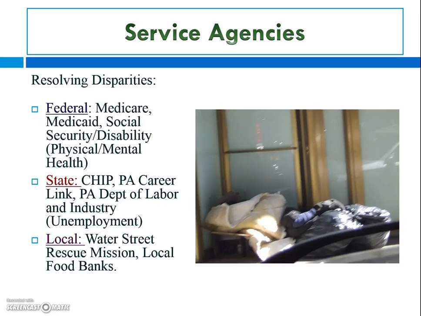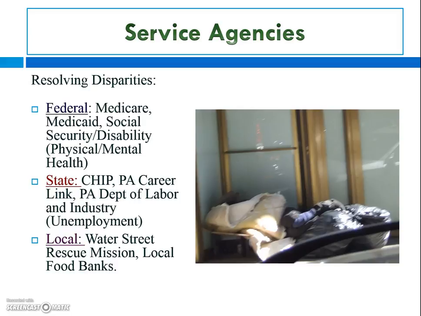As we move towards the idea of resolving disparities, let's consider some of the service agencies that are helpful in making that happen. So from the federal level, we talked earlier about Medicare, Medicaid. There's also Social Security, and that's primarily for those with disabilities, physical and mental. We talked about Medicaid being for the poor and Medicare being for the elderly. At the state level, we have the CHIP program, we have PA Career Link, which has multiple services listed. We have the PA Department of Labor and Industry, that's basically unemployment.